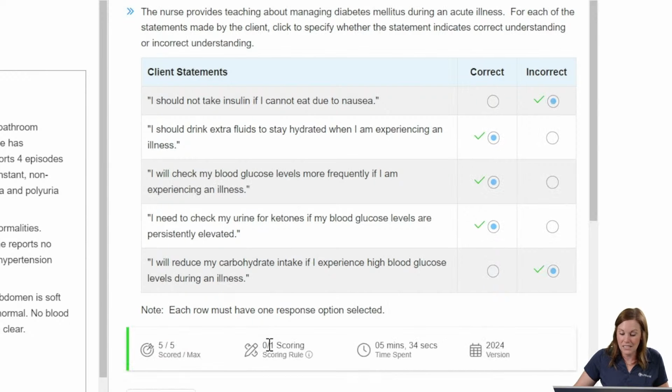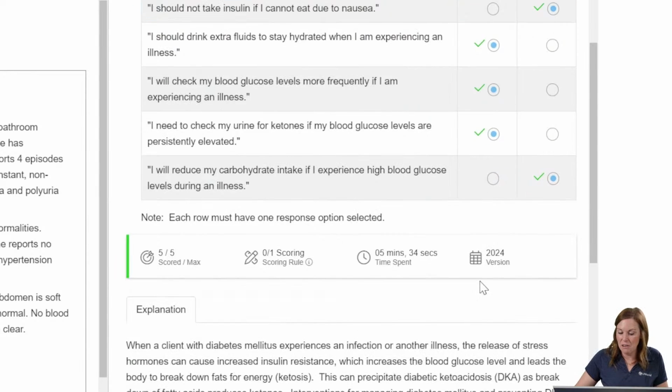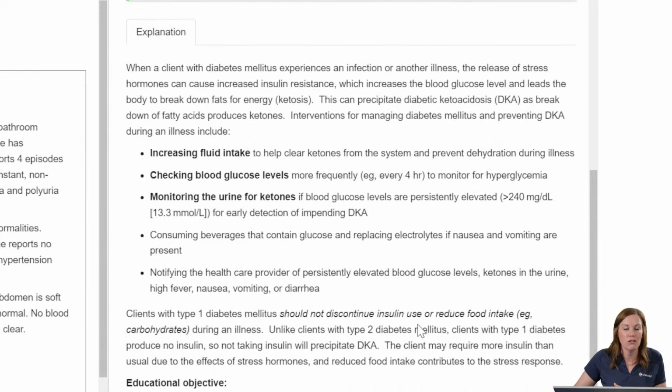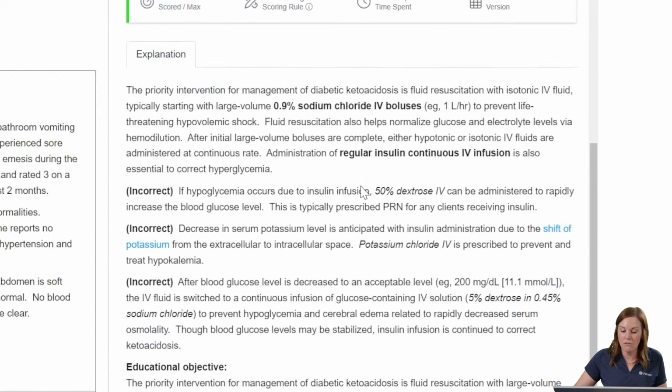So we're going to submit. And then I will just briefly go back. So now that we're at the end, we can see the great part of UWorld, all of our explanations. This is going to walk you through why our correct options are correct, what that big teaching point is, and then why our incorrect options are incorrect. So you guys can get an idea of what this looks like.